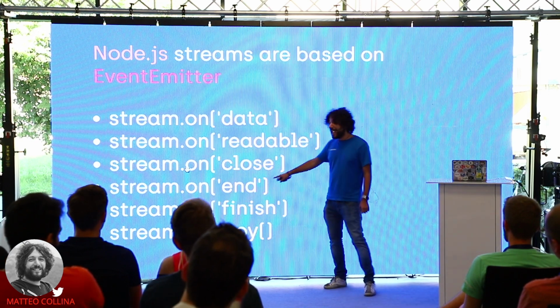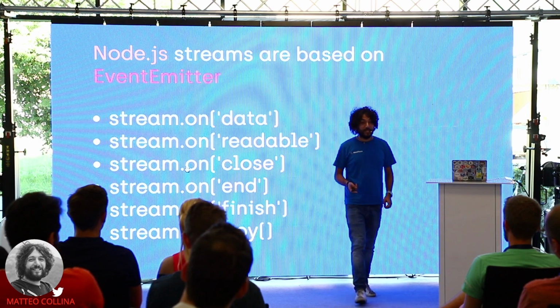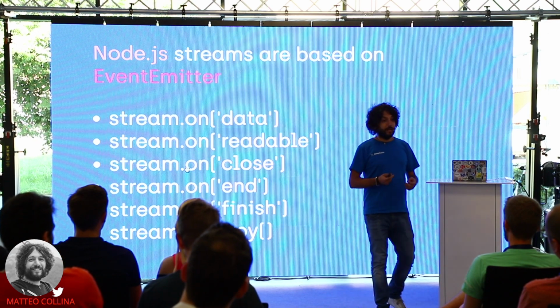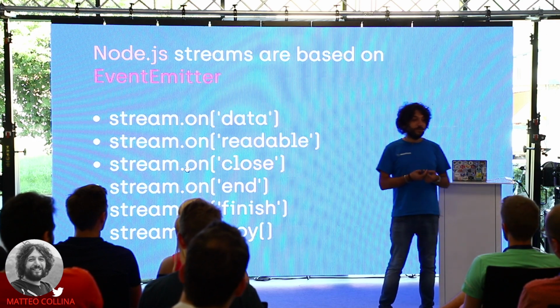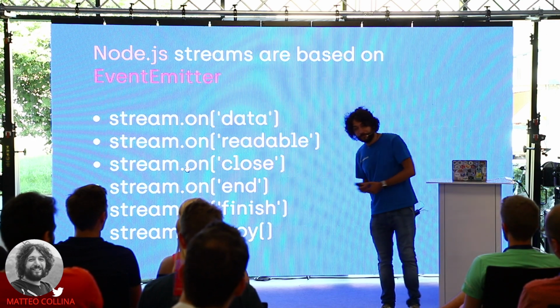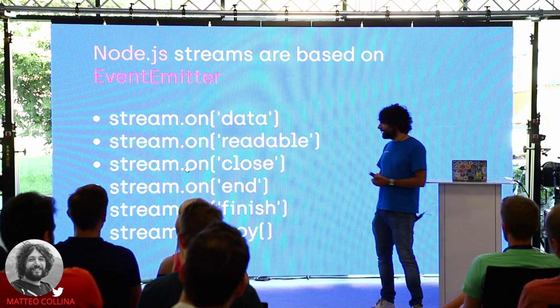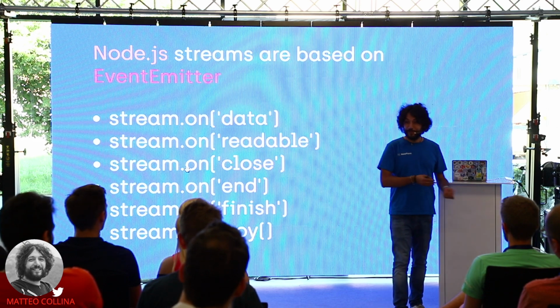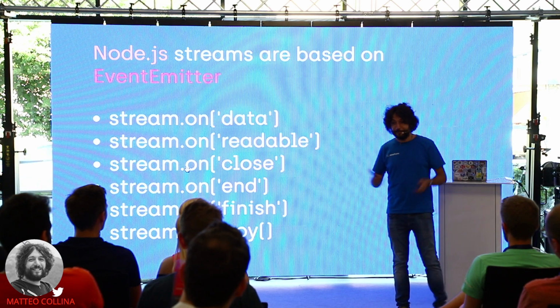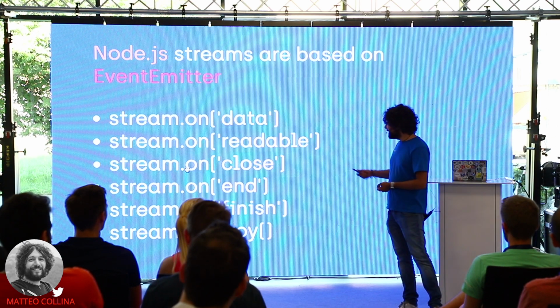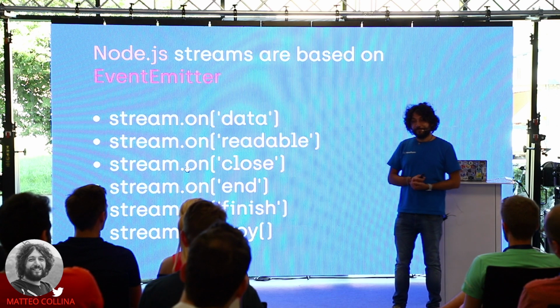So let's just talk about end. End is emitted when you have a readable stream, something that you read from, and we have finished reading from the stream. Finish is emitted when we have a writable stream, when it's finished writing, right? Obviously. And then there's close.